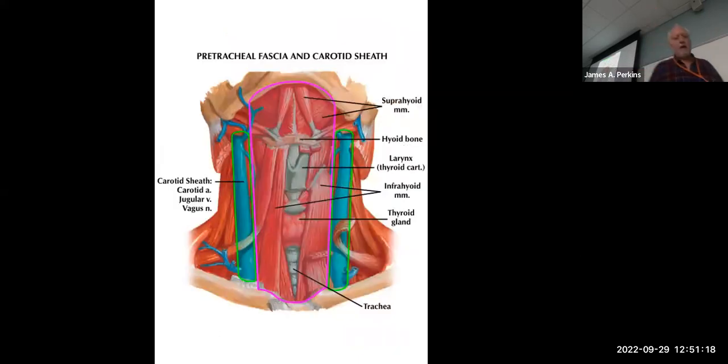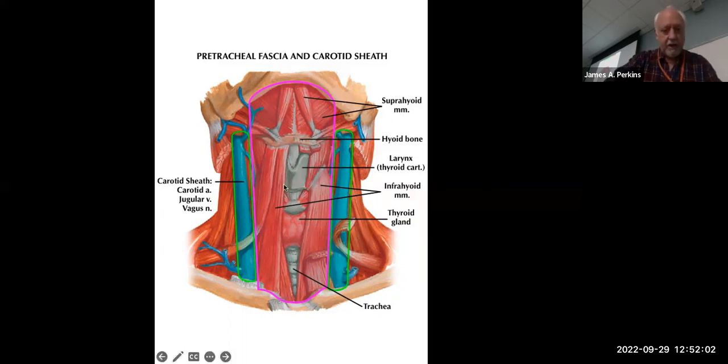Here's a little different way of looking at it using the same color scheme with a pink or purple line surrounding the structures within the pretracheal fascia, and green lines showing the structures within the carotid sheath. So pretracheal fascia, again, goes all the way up to the mandible and encloses things like digastric muscles and mylohyoid. Here, they're collectively just called suprahyoid muscles because these are muscles that are superior to the hyoid, but that includes mylohyoid and digastric. And then all of the infrahyoid muscles that sit inferior to the hyoid. So omohyoid, sternohyoid, sternothyroid, thyrohyoid, all of those things.